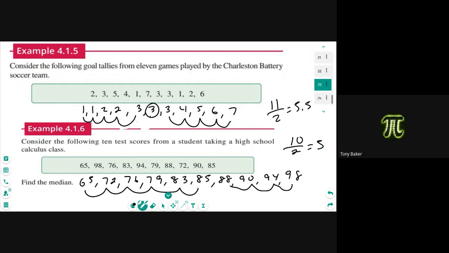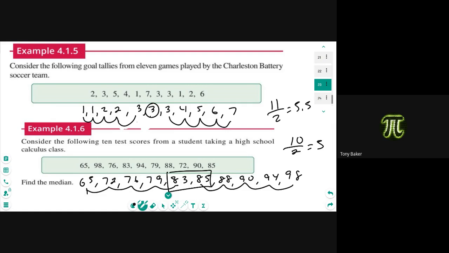1, 2, 3. I screwed that up again, didn't I? 1, 2, 3, 4, 5. 1, 2, 3, 4, 5. So this time we don't have a number in the middle. So you take both numbers in the middle.